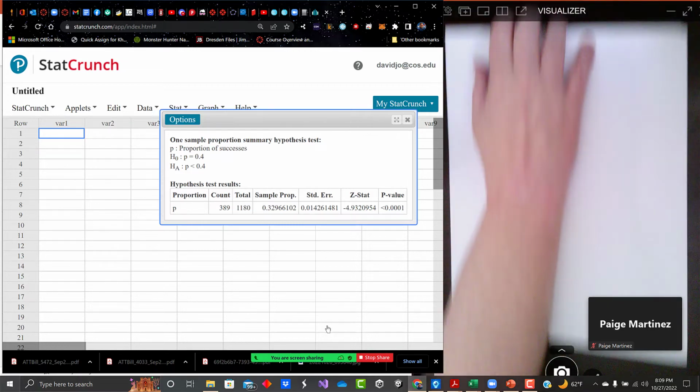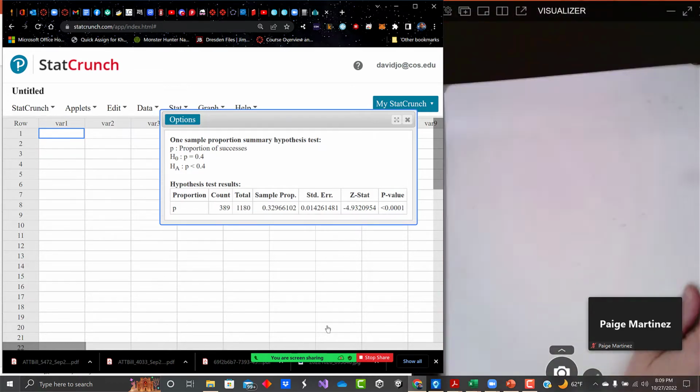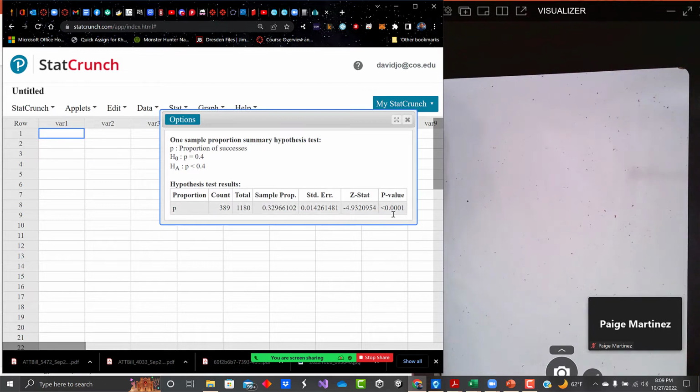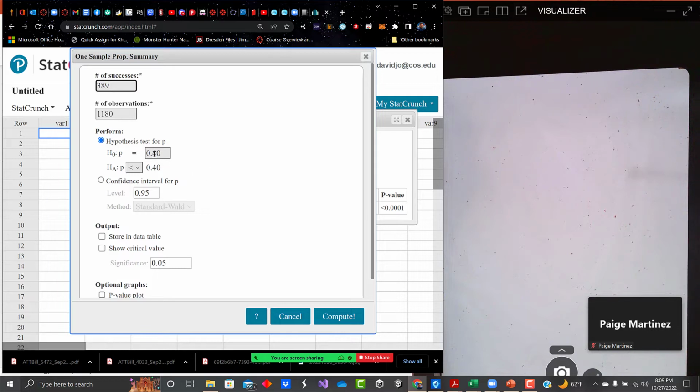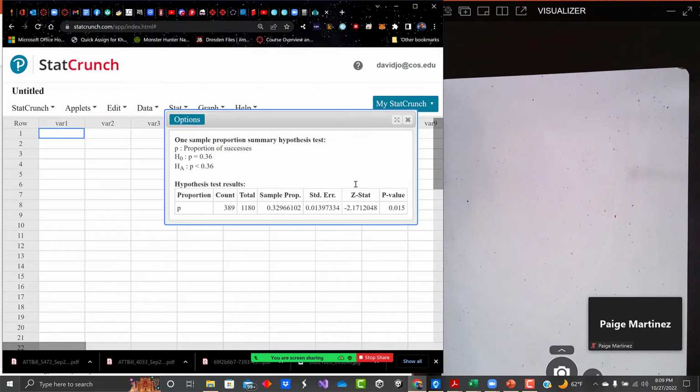I do want to point out something else while we're in StatCrunch. Look how low this p-value is. This is super low. Maybe let's change it to 36%. How about we do 36%? We can change our numbers. We're grown adults. We can do whatever we want. Notice when I change this, it changes this. That works better. We're going to go with 36%. And notice it lists H0 and HA. Isn't that pretty handy?